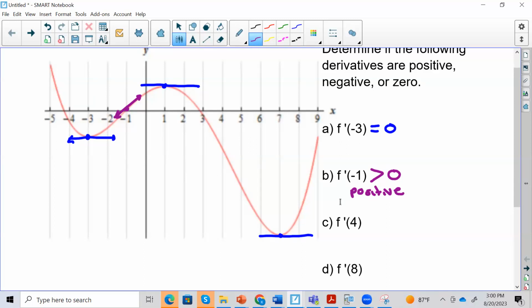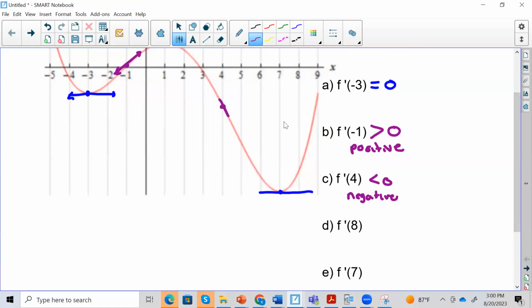Okay. Then we're going to look at f prime of 4. So we're going to come to where x is 4, come to our curve, look at it, and say, okay, what is the slope here at this point? Or what is the slope of that tangent line? And since it's decreasing or going down from left to right, it is negative. And again, on the homework, they're going to write it as less than 0.